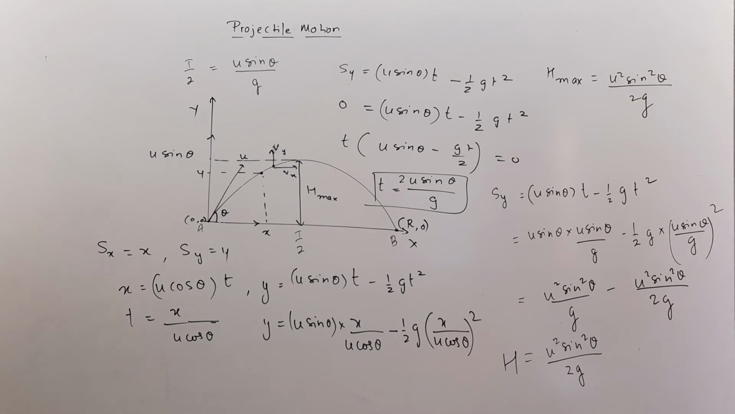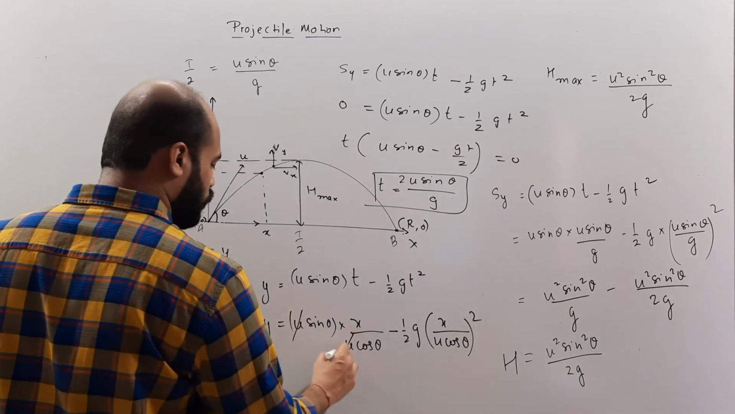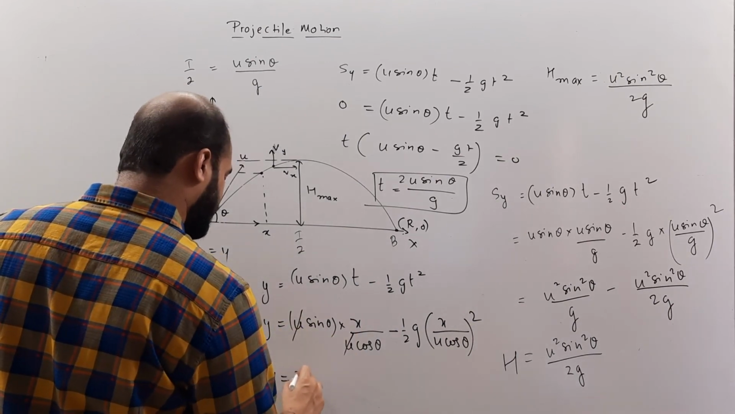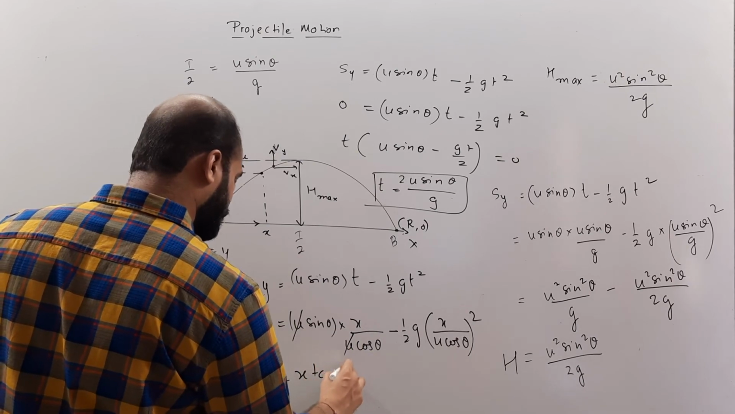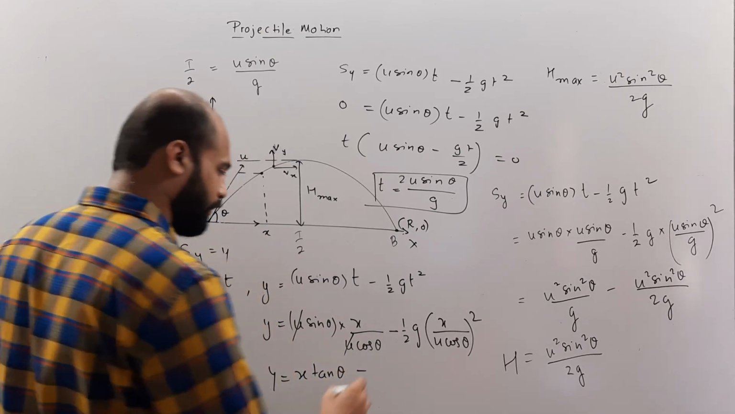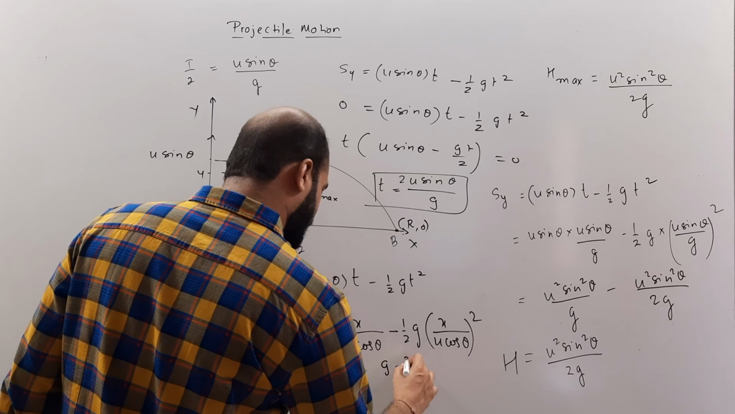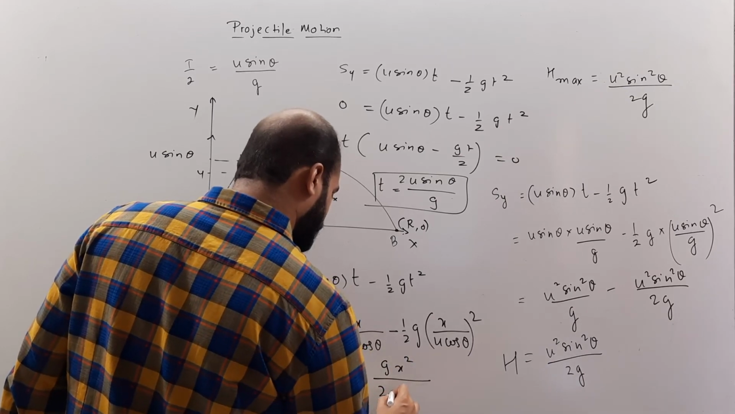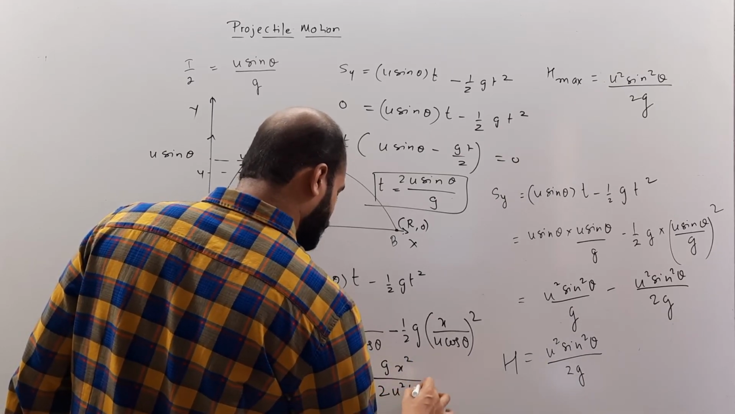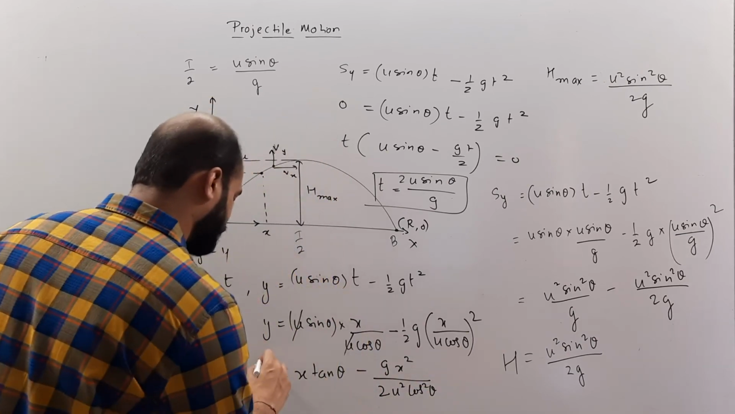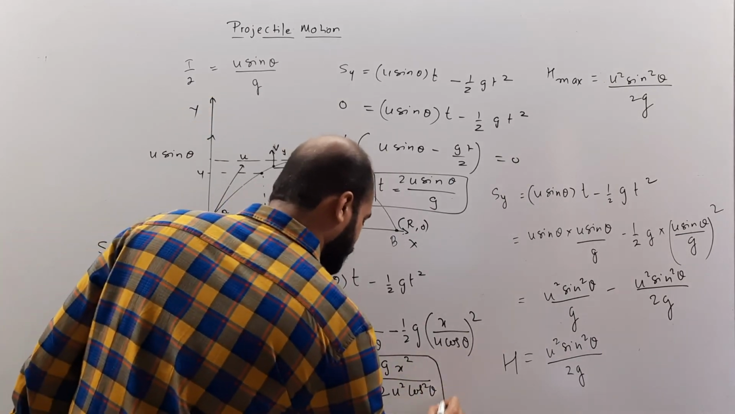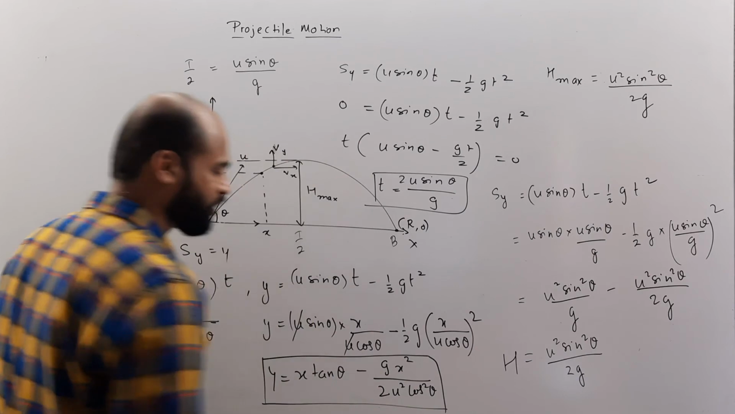So if we substitute this entirely, this u and u will go and we will get an equation like x tan theta minus g x square by 2 u square cos square theta. This is called equation of trajectory.